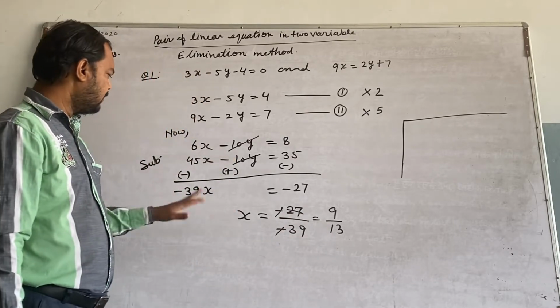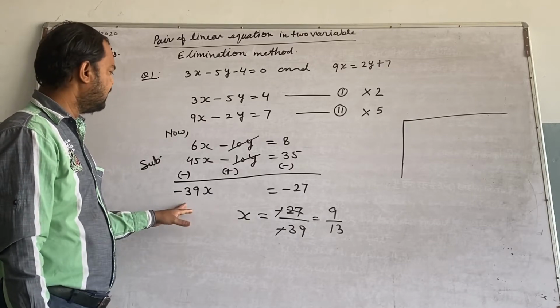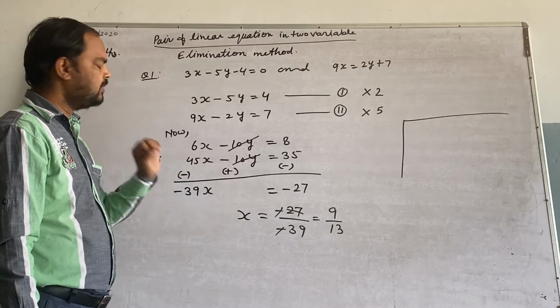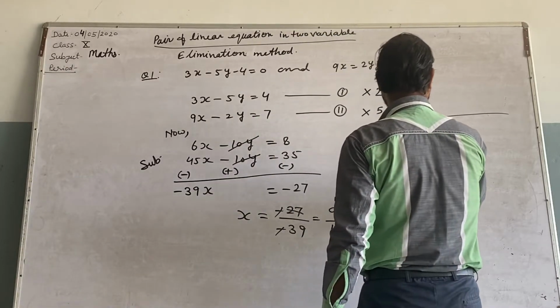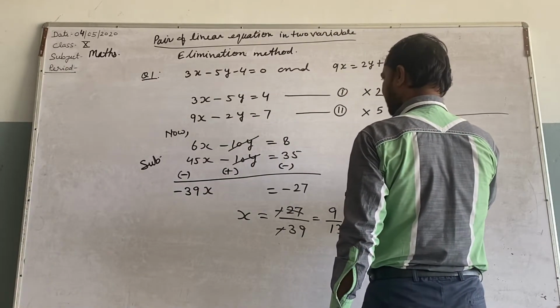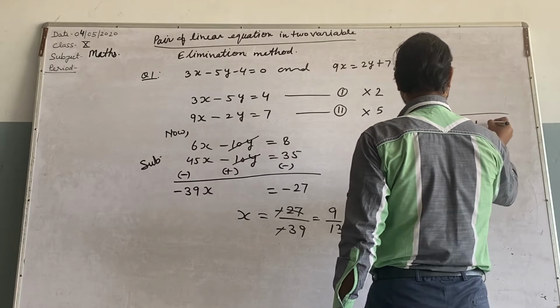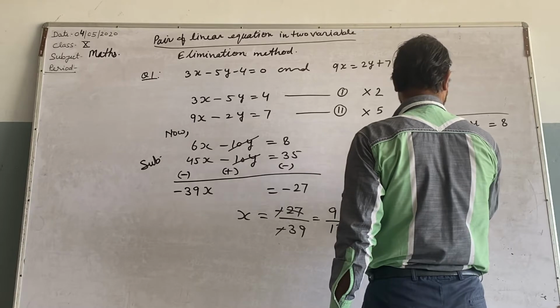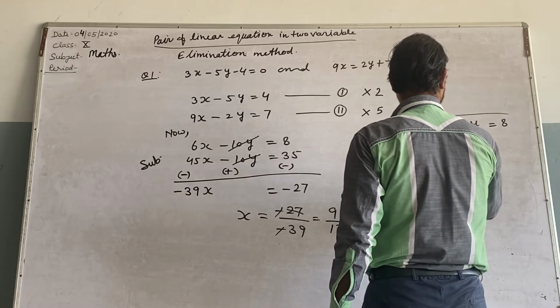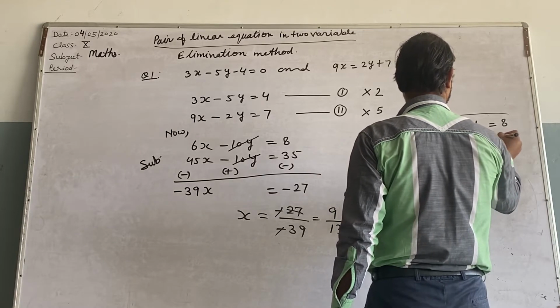Okay. Now one thing you have to know here: whenever you try this type of form, there will also be some cases like this: 6x minus 10y equal to 8.